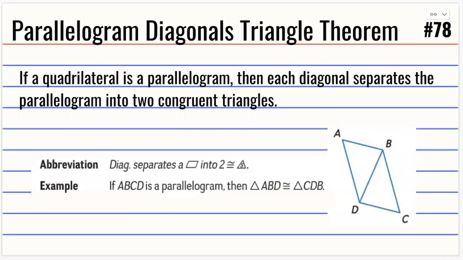And then lastly, if a quadrilateral is a parallelogram, then each diagonal separates the parallelogram into two congruent triangles. So if I draw this diagonal from B to D, now I have two congruent triangles, which means we can apply different things that have to do with congruent triangles to talk about this parallelogram, right? Because we know corresponding parts of congruent triangles are congruent. So all that gibberish comes back.